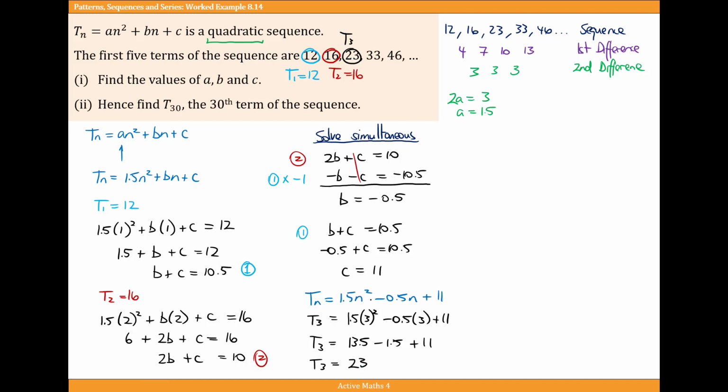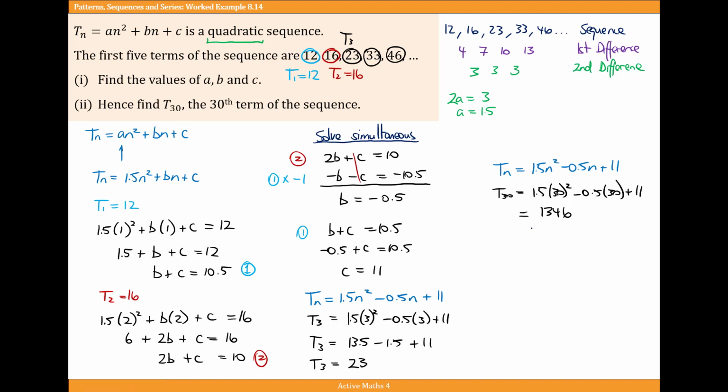If we were to sub in 4 for n, we'd get 33, 5 for n, we'd get 46, and so on. So the second part of the question is very straightforward. We have Tn is equal to 1.5n squared minus 0.5n plus 11, and we're asked to find T30. So I'm just going to sub in 30 for n, so 1.5 by 30 squared minus 0.5 times 30 plus 11, and I'll throw all this into the calculator to give me that the 30th term is 1346.